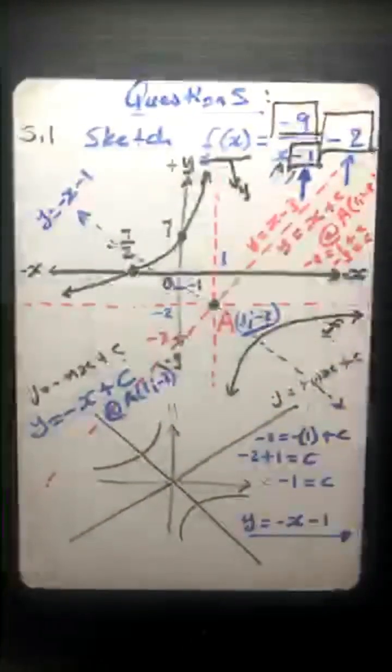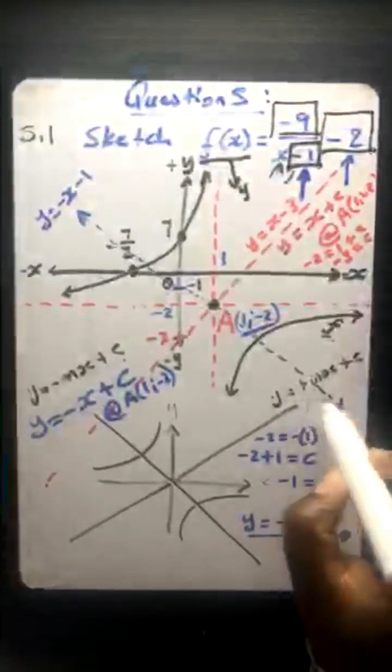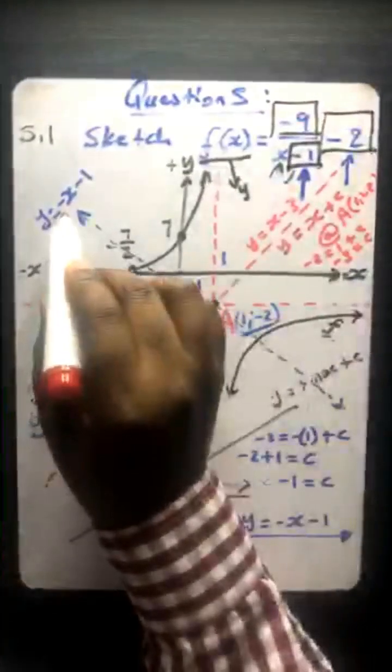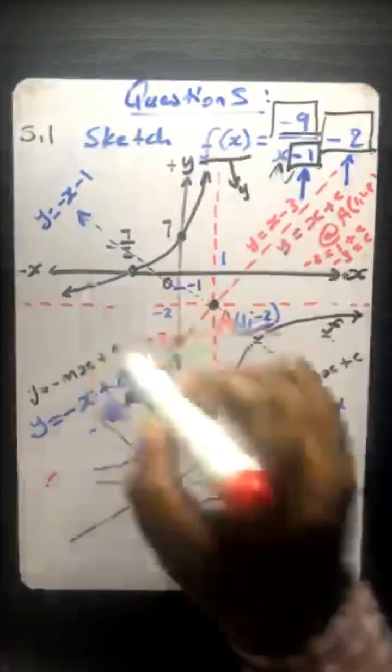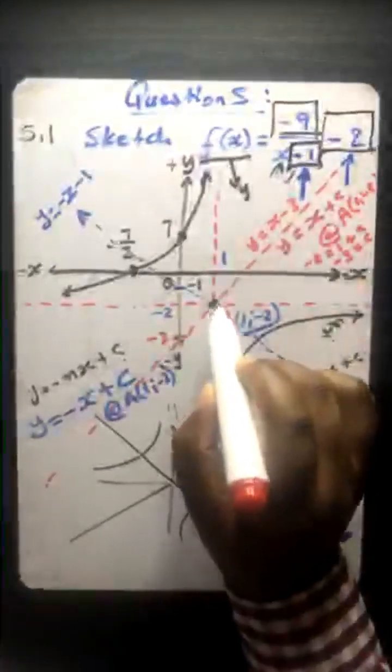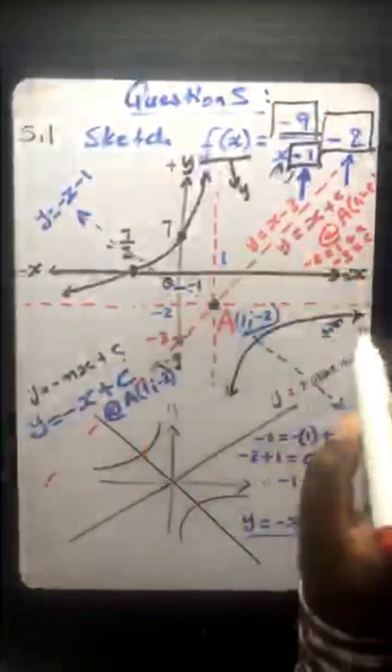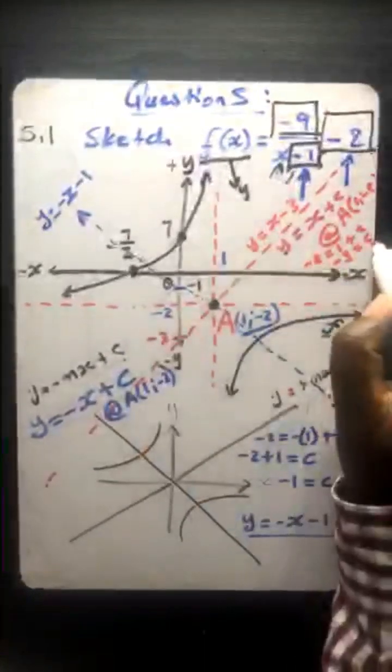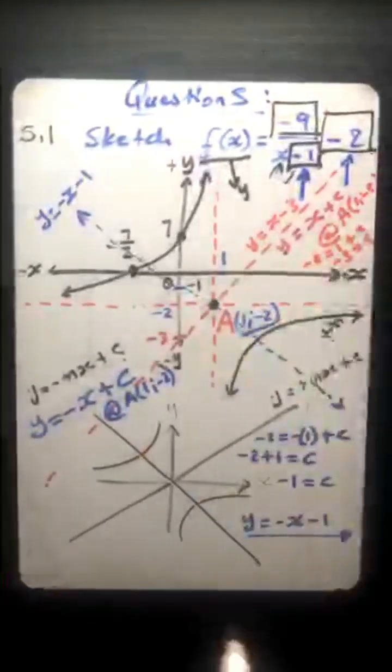So that means you will either have a negative gradient or a positive gradient. Then you use that point of intersection of those two broken lines to get the c value. Once you get the c value, you give an equation. It is as easy as that.